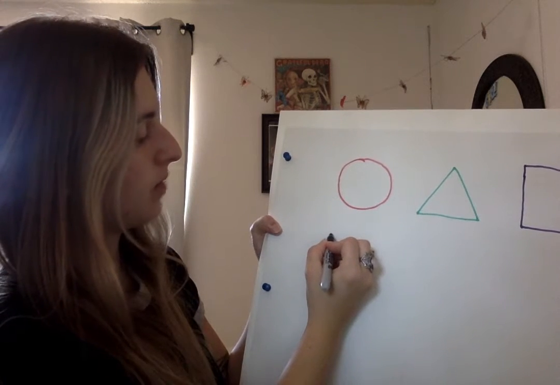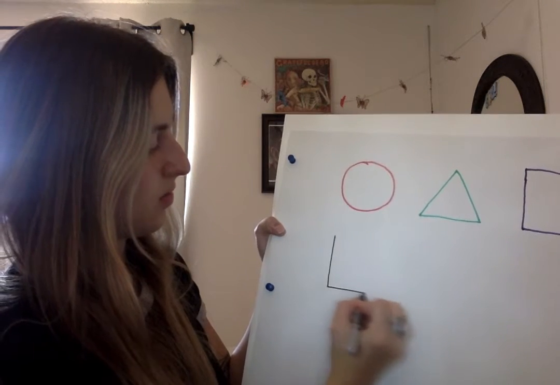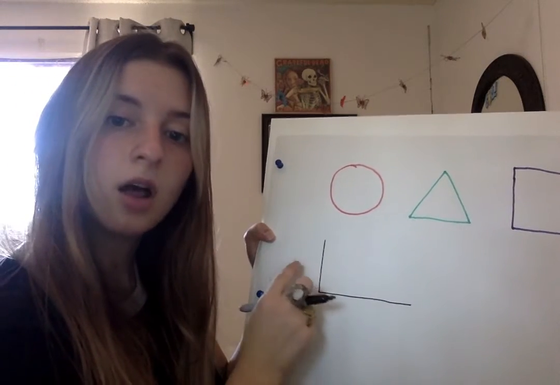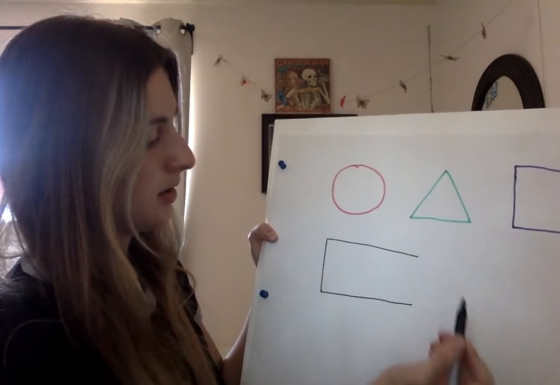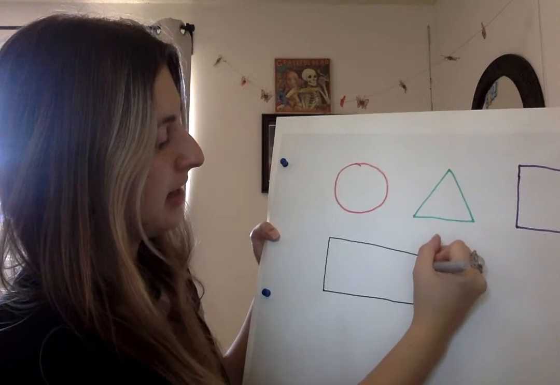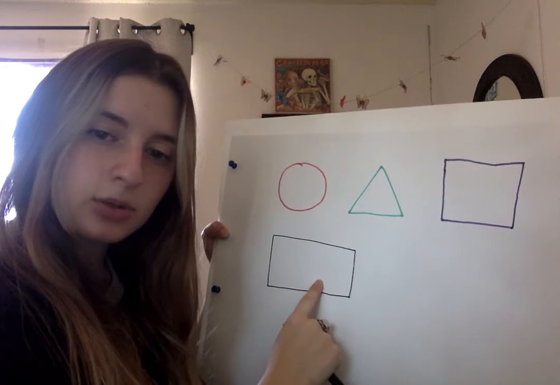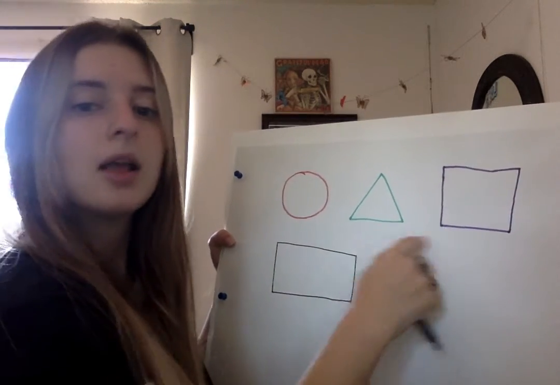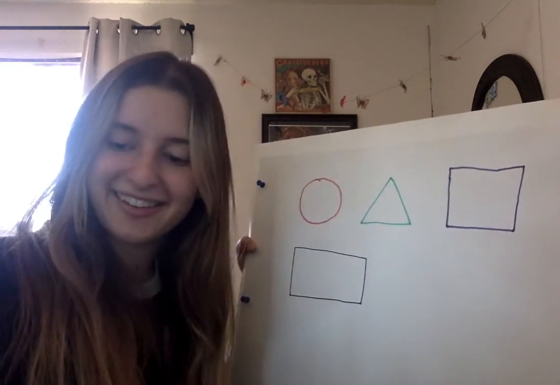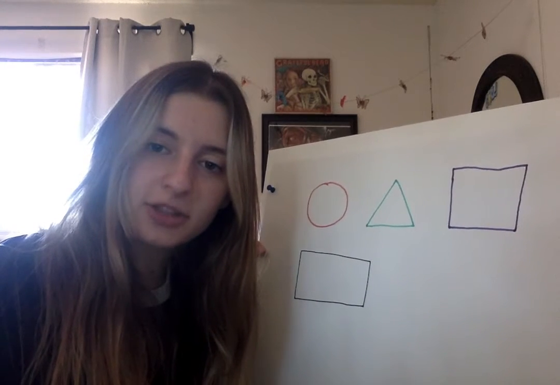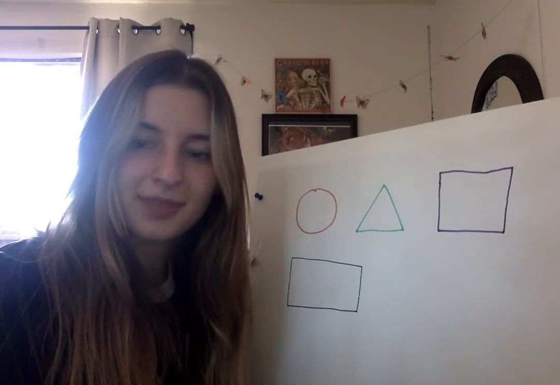So I'm going to go ahead and draw the rectangle. We're going to have 2 short lines. See how this line is a lot longer than this line. So I'm going to make the top line equal to the bottom line, and then connect the 2 points. Can we see the difference between the rectangle and the square? They both have the same amount of sides, but the lengths are different. Awesome. Does anyone have any questions about the shapes that we've drawn? Okay.